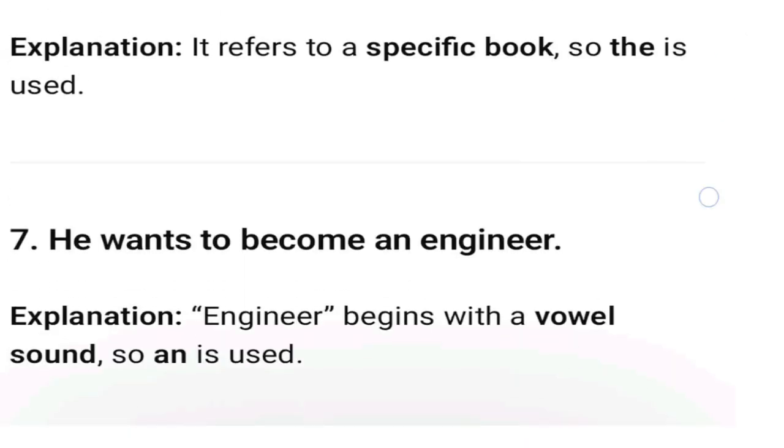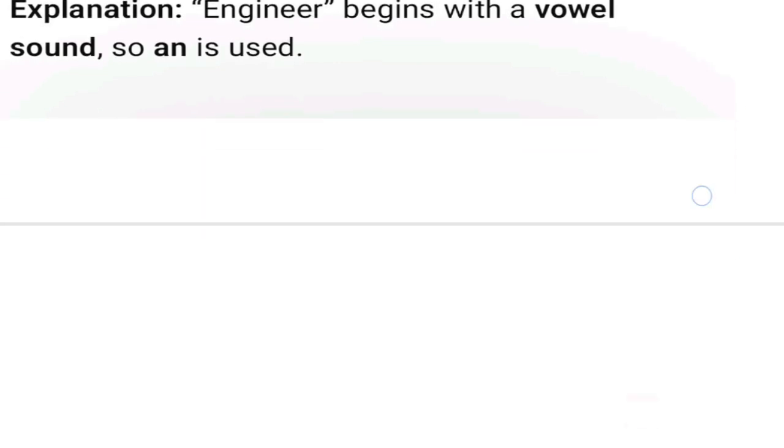Question 7. He wants to become dash engineer. Dash engineer. Article will be an engineer. Why? Because engineer begins with a vowel sound. So an is used. An engineer. Vowel sound e, engineer. So the article will be an with a vowel sound. He wants to become an engineer.